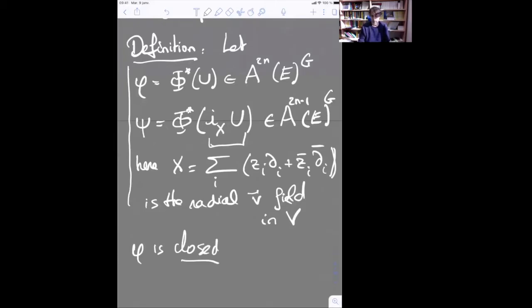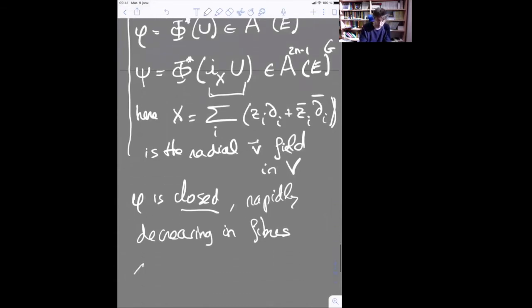Psi, there is no reason for psi to be closed. It's rapidly decreasing, of course. Both are rapidly decreasing. In fibers, since it's G invariant, to compute the integral along fibers, we can just stick to the base point over the identity, and so we can compute using the formula just over the base point that the integral over the form is 1. That's why we put i over 2 pi to the n. So phi is a Thom form.